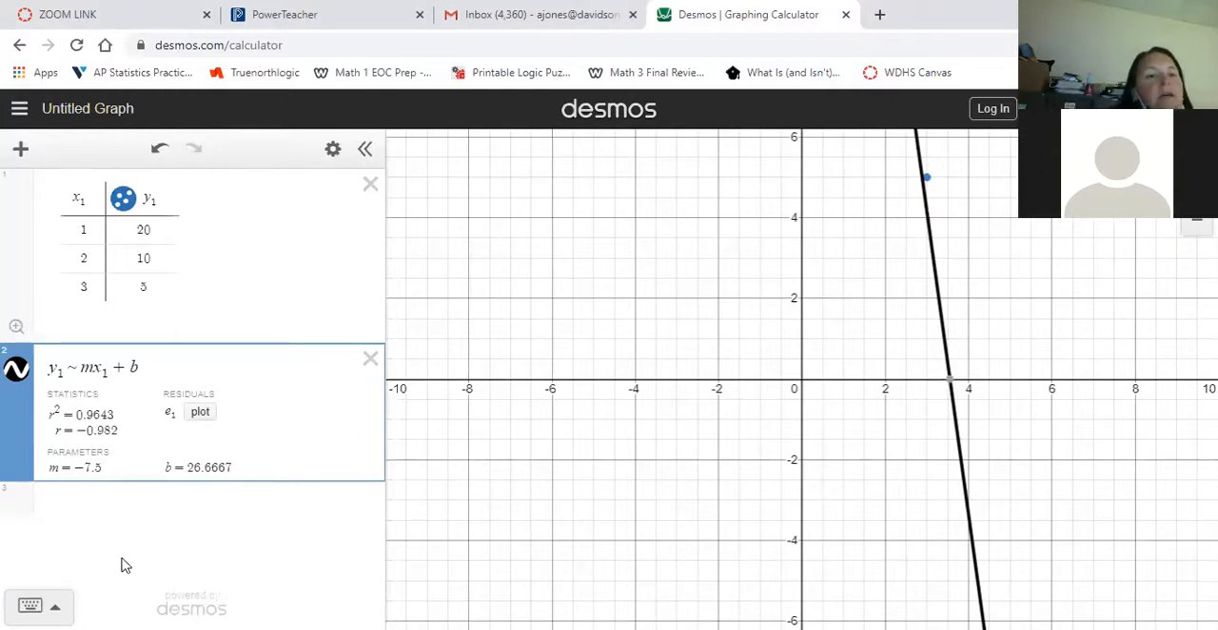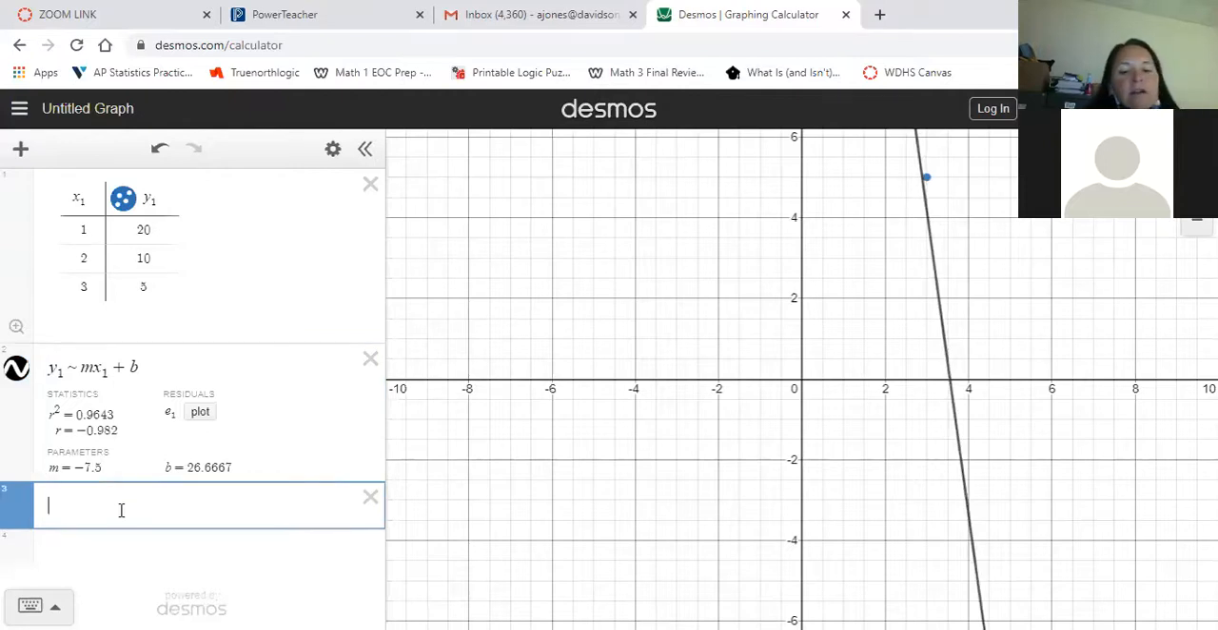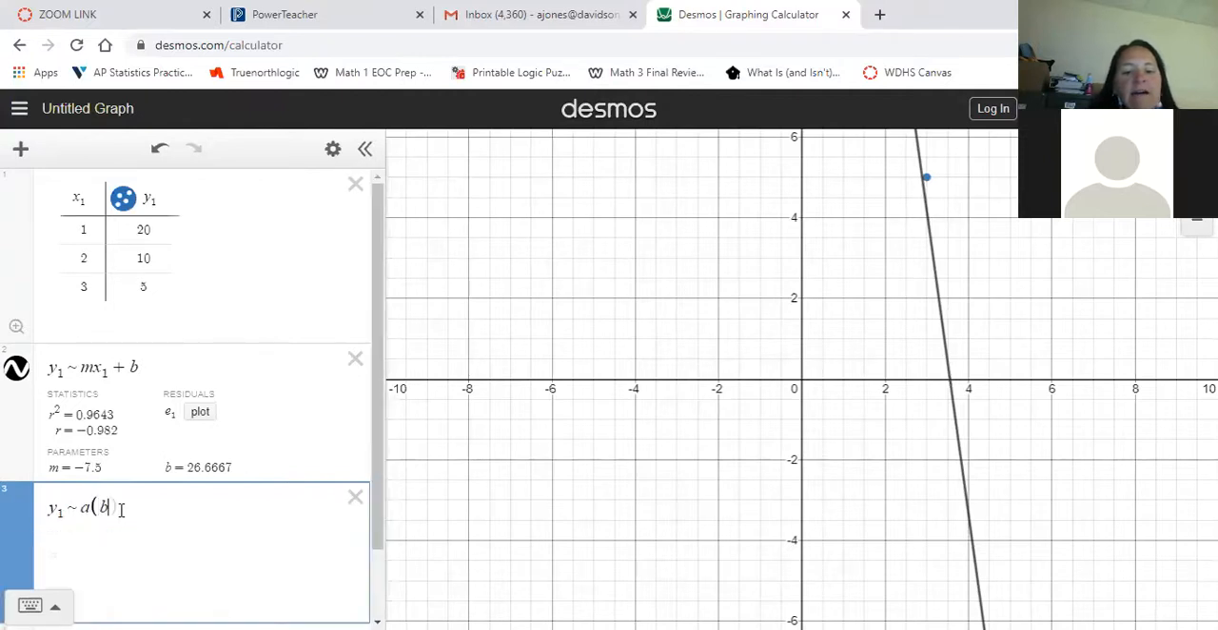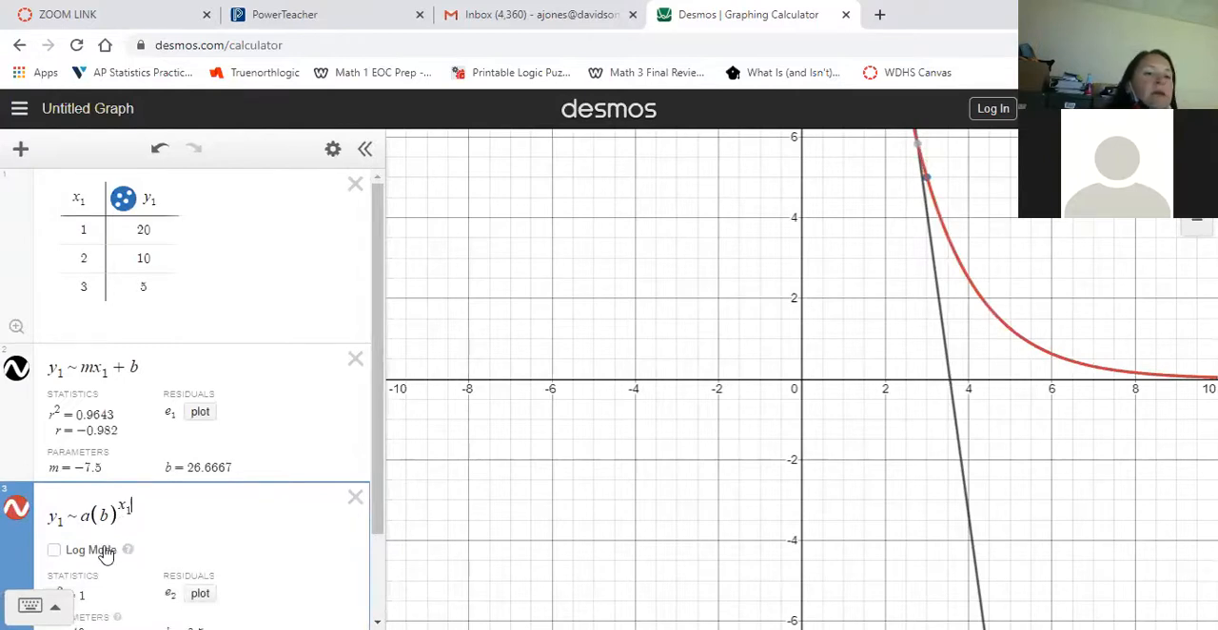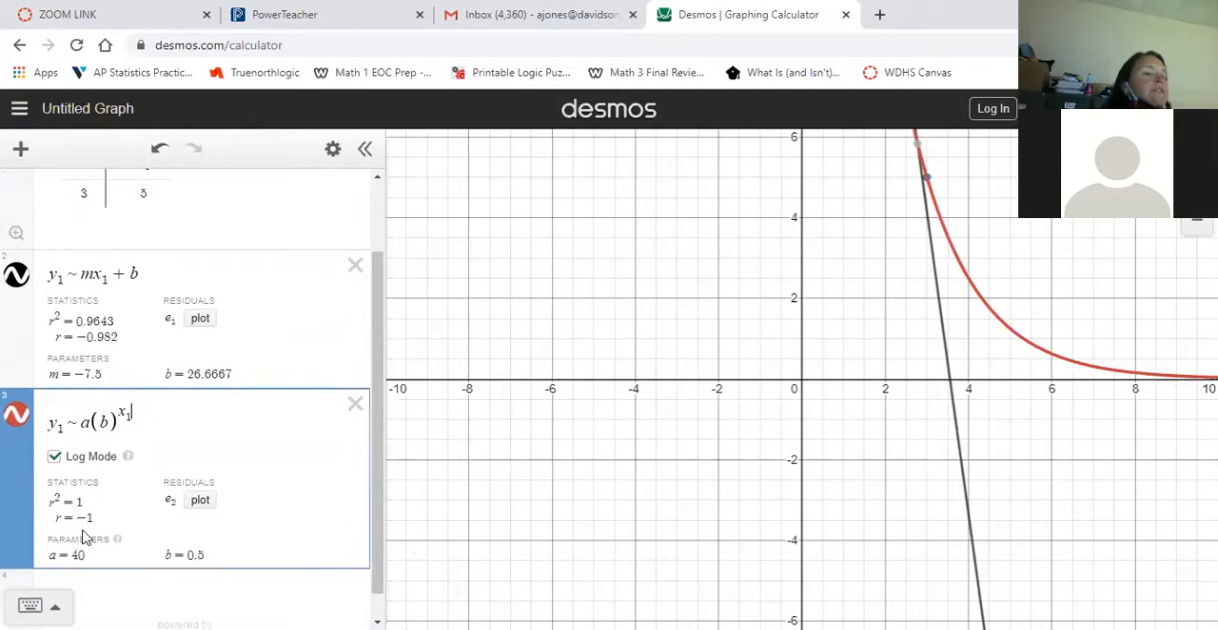Okay, good. The next time you're going to put in Y1 and that little squiggly line, that's shift in the very top key before escape. We're going to put in a, b to the x1. But you have to click log mode on that one. So then you can see your R is a perfect negative 1. Once you have this in, all you need to change is that first thing, the table. So these can stay and you can just change the table.